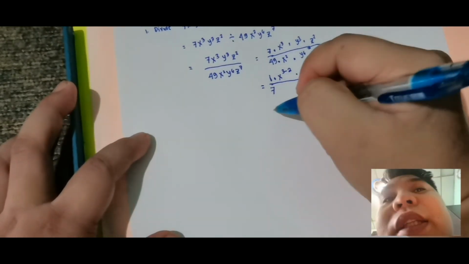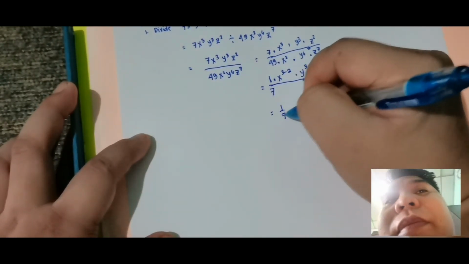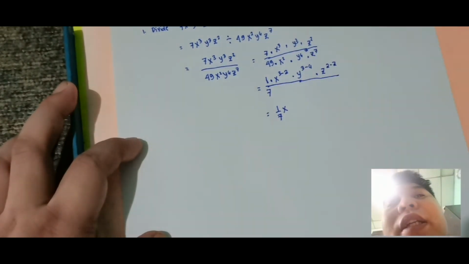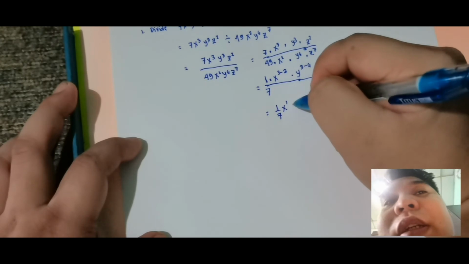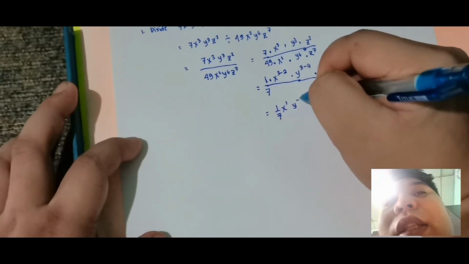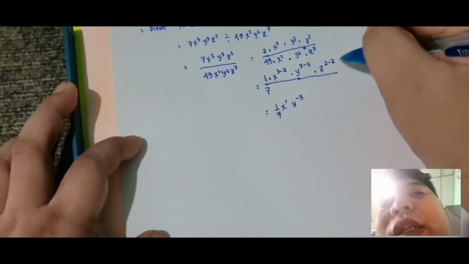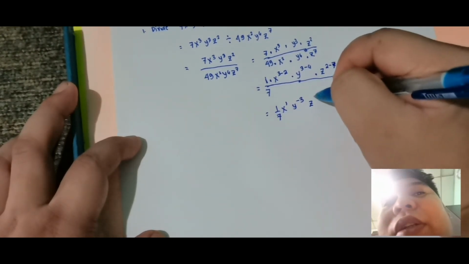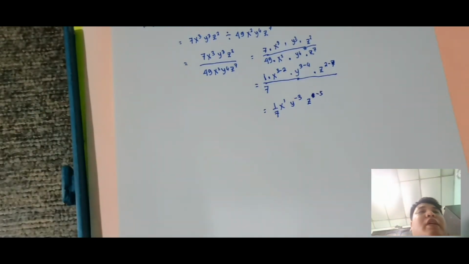Okay, next. Lagay ko na dito. This is 1 over 7. So, x raised to 3 minus 2 is x, or x raised to 1. Then, y raised to 3 minus 6 is negative 3. Then, z raised to 2 minus 7 is negative 5. So, ang tanong, sir, yan na ba sagot?